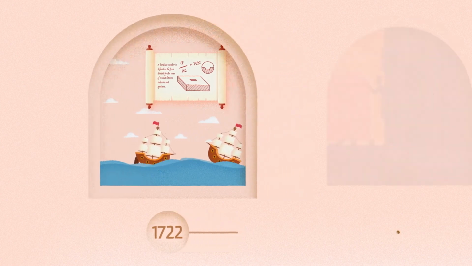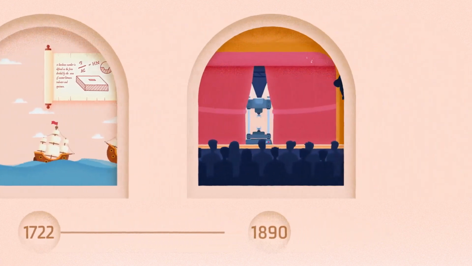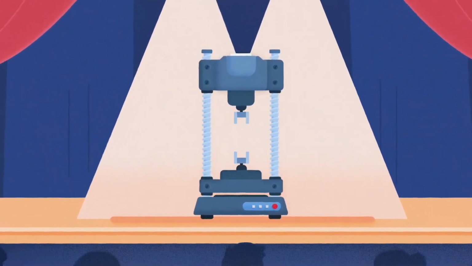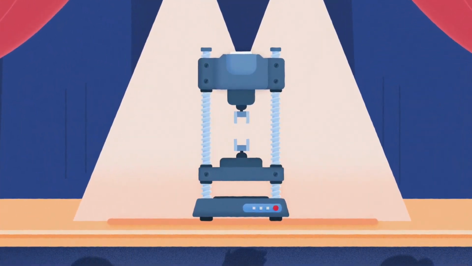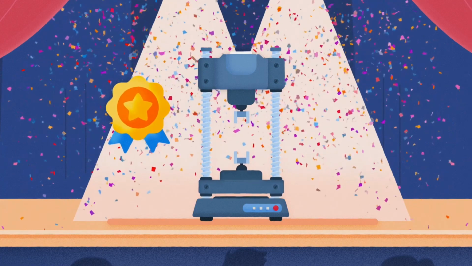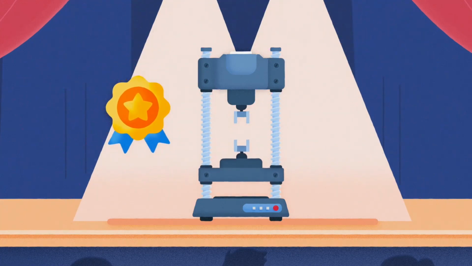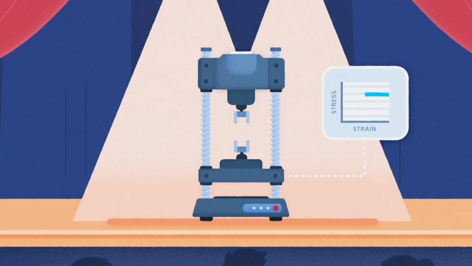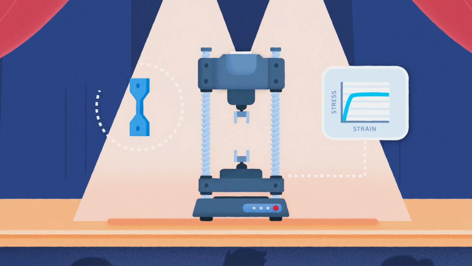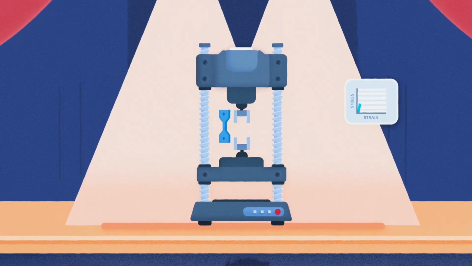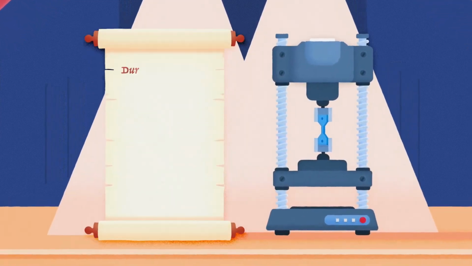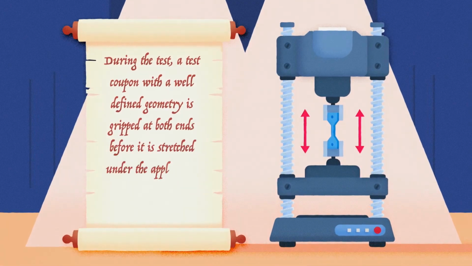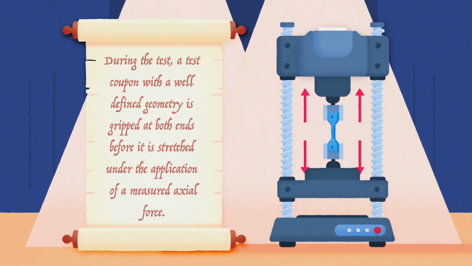At around 1890, late in the 19th century, early tensile test machines started to become available. The tensile test has remained since then the gold standard in mechanical testing, and it continues to be the go-to method for measuring stress-strain curves. During the test, a test coupon with a well-defined geometry is gripped at both ends before it is stretched under the application of a measured axial force.